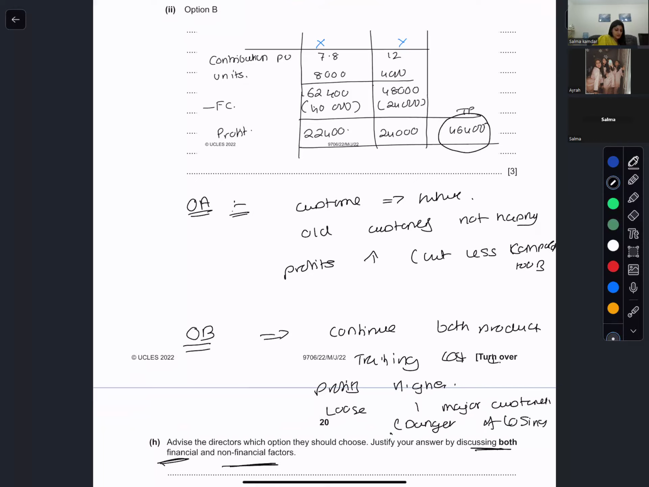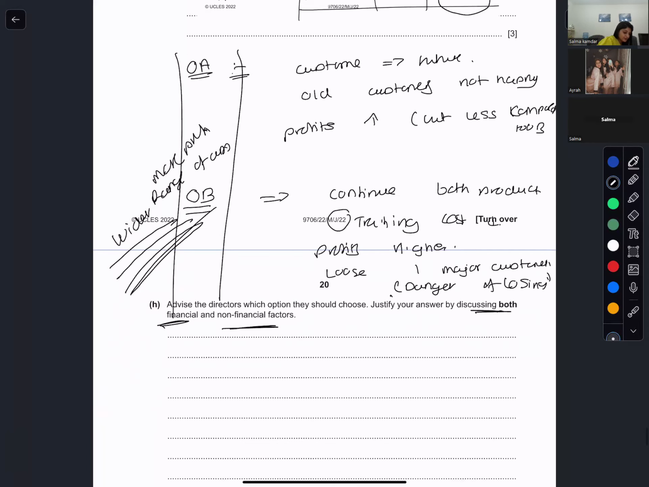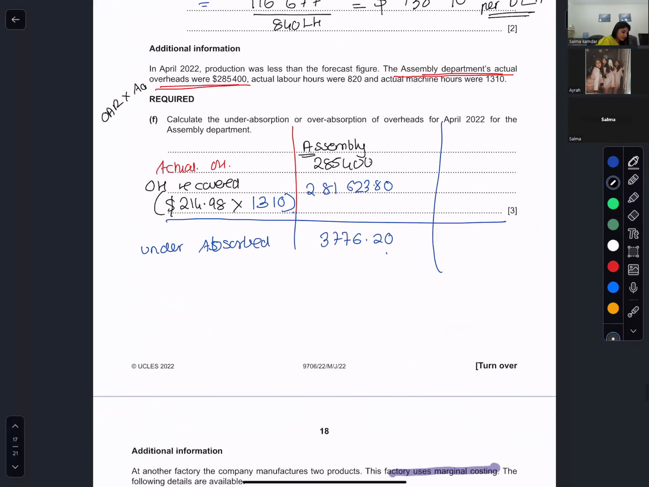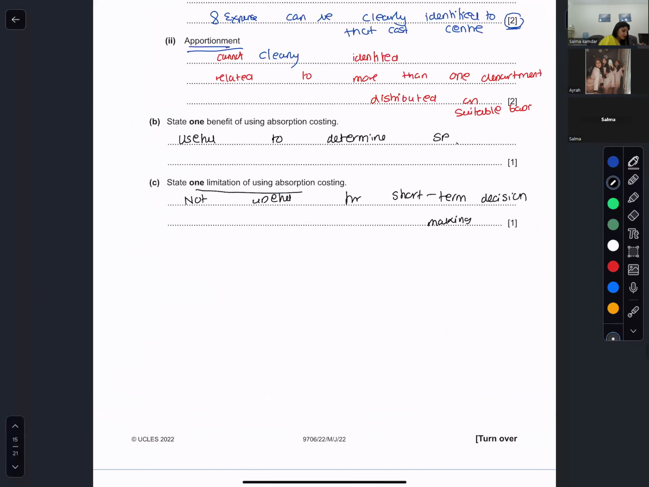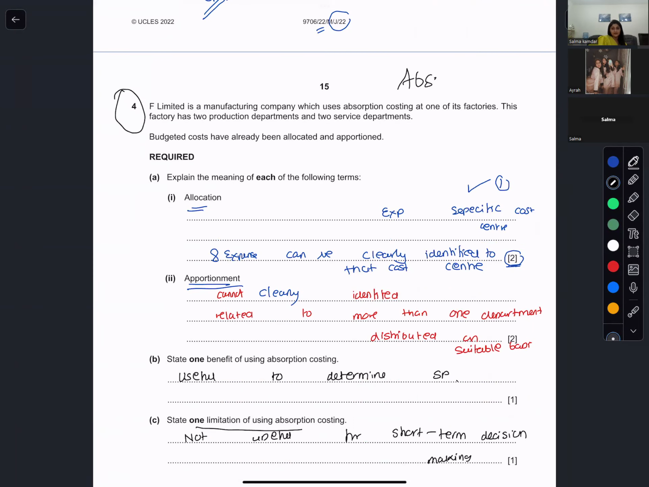Which option will you choose? We choose option B because we are getting higher profit, a wider range of customers and more profit. Okay. So with this, we complete May June 22, paper 22, question number 4, which is related to absorption costing. Are you with me? Okay, fine.